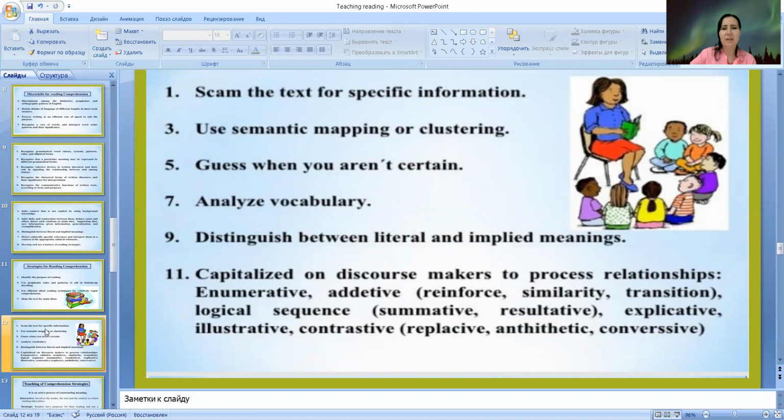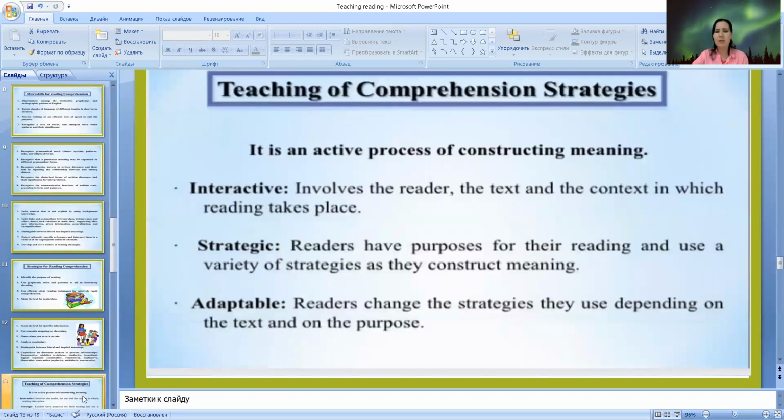Use semantic mapping and clustering. Guess when you are uncertain, and analyze the vocabulary. Distinguish between literal and implied meanings. Capitalize on discourse markers to process relationships, for example, enumerative, additive, reinforcing, similarity, transition, logical sequence, semantic, and result, explicative, illustrative, constructive. So next, also the teaching of comprehension strategies.